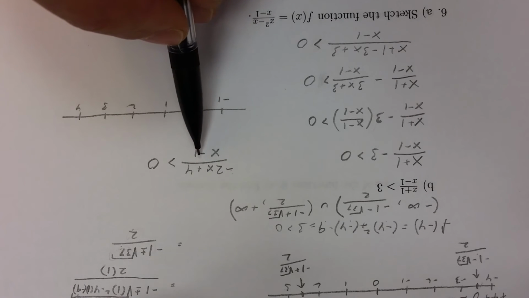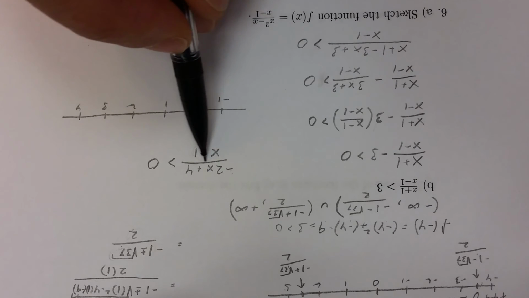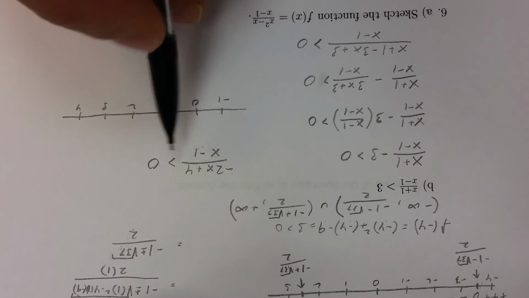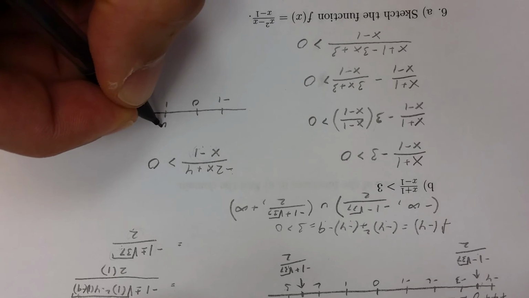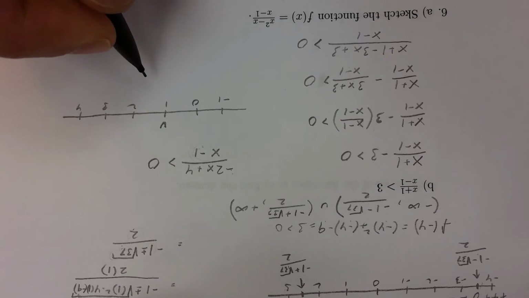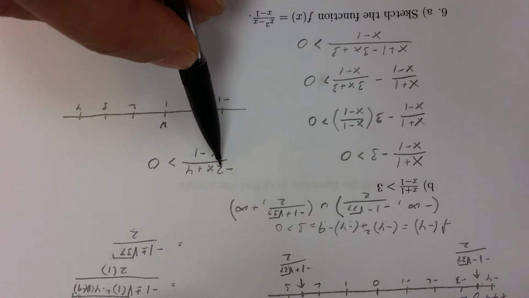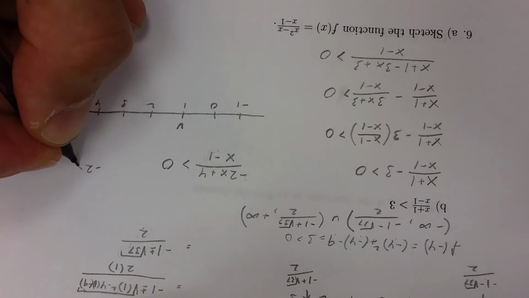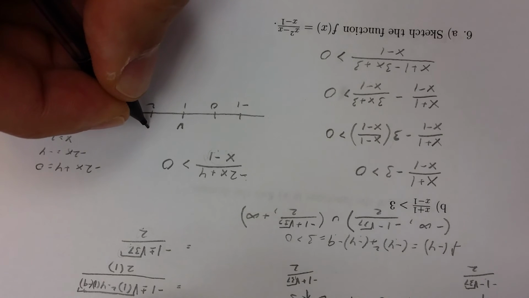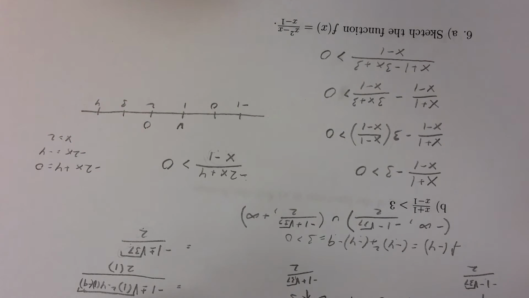So we take a look at this fraction. When the denominator is equal to 0, which happens when x equals 1, the whole fraction is undefined. So the fraction is undefined at x equals 1. Let's go ahead and see where the top is equal to 0. That will tell us where the fraction is equal to 0. If minus 2x plus 4 is equal to 0, that means minus 2x equals minus 4, or x is equal to 2. So at x equals 2, the whole fraction is equal to 0.